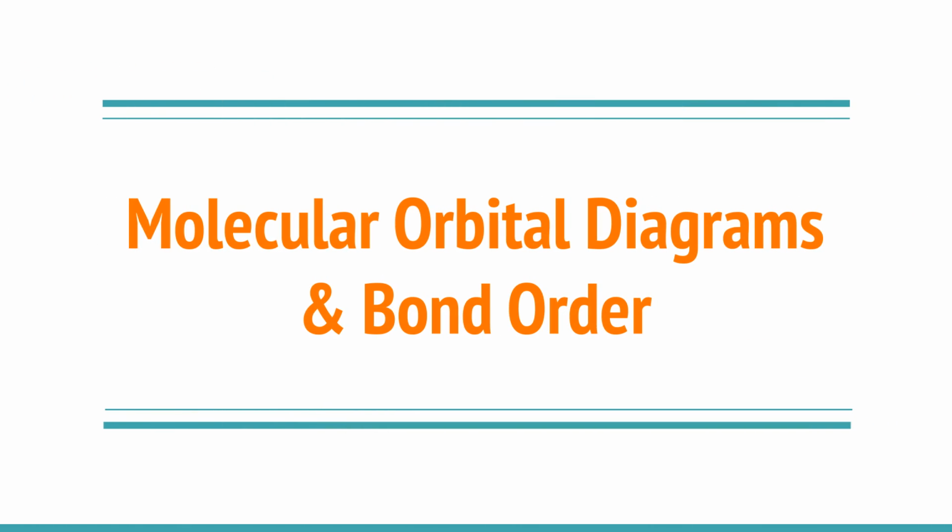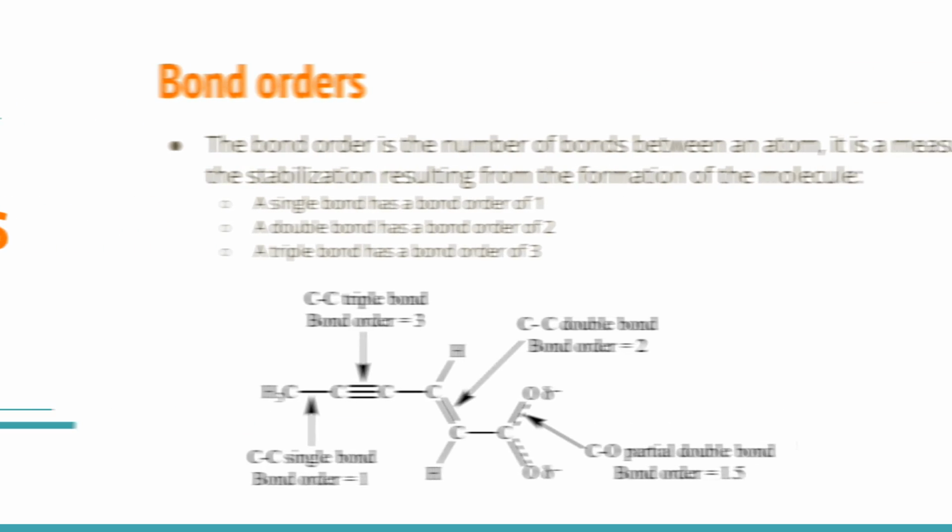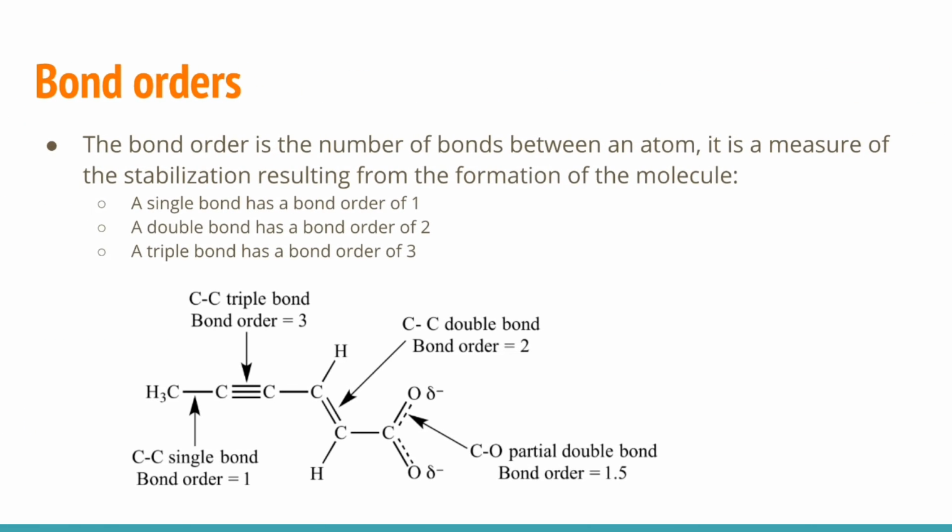As you can see, this video is all about molecular orbital diagrams and bond order. Bond order is the number of chemical bonds between a pair of atoms. It indicates the stability of a bond. The higher the bond order, the more electrons holding the atoms together, giving it a greater stability.